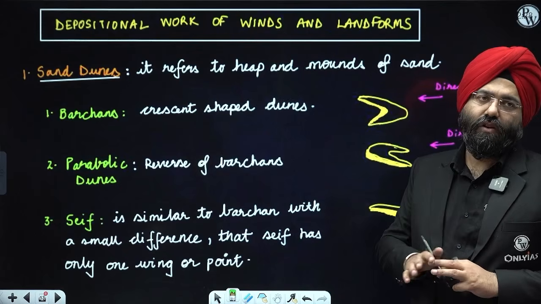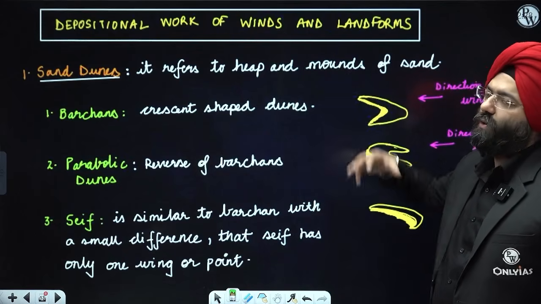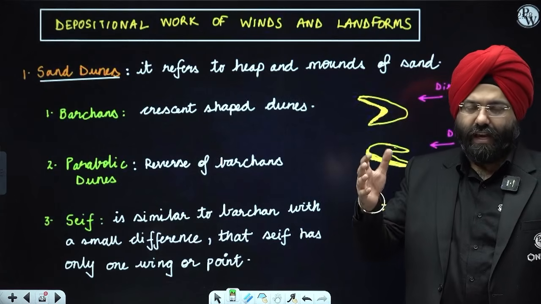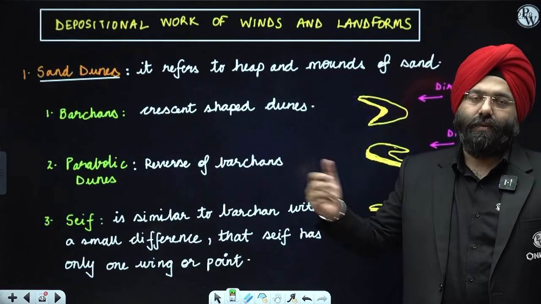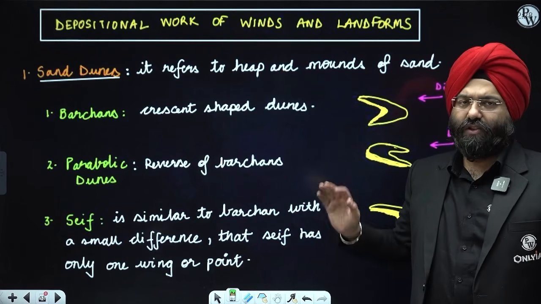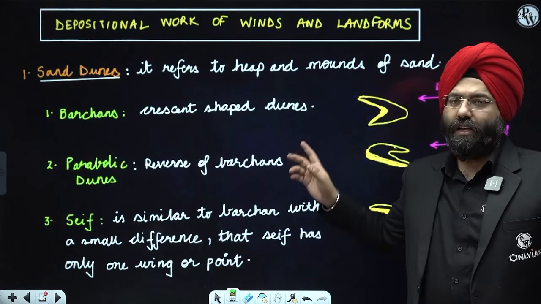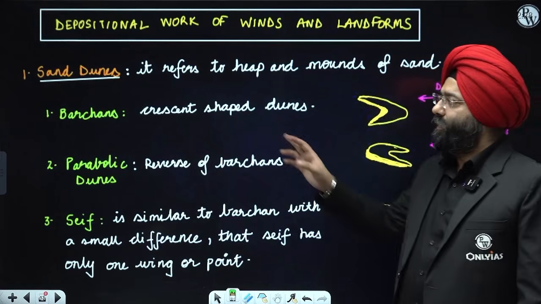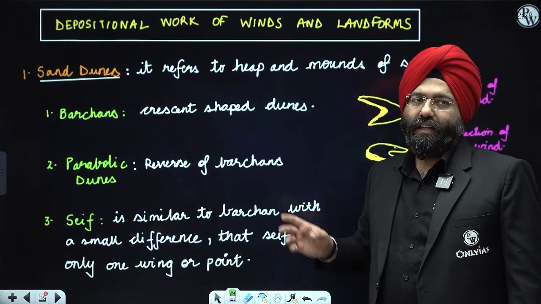Now, sand dunes, when I talk about, basically refers to heaps or mounds of sand. And those mounds and heaps of sand are arranged in various ways. And because of that, they are given various names. Now, within the sand dunes, there are a lot of names which are used. This is mentioned in the NCERT also, and I have drawn the diagrams over here, hand-drawn diagrams, so that you understand it. Barchans are basically what?